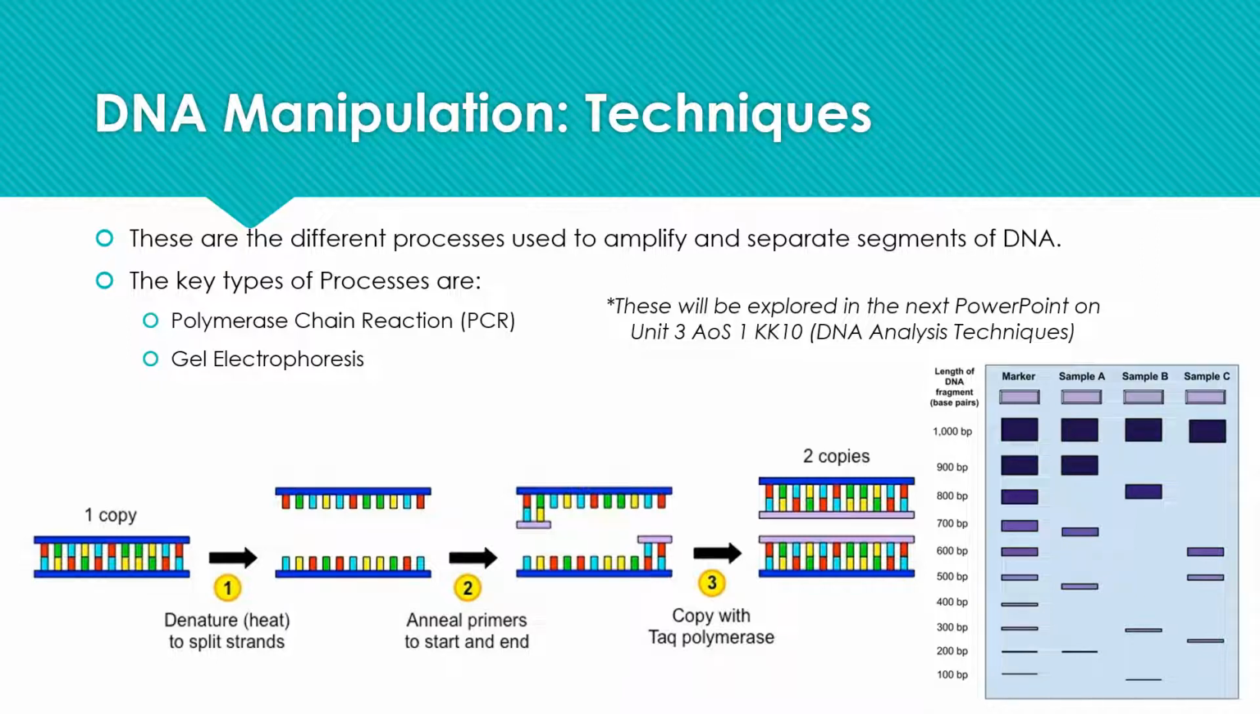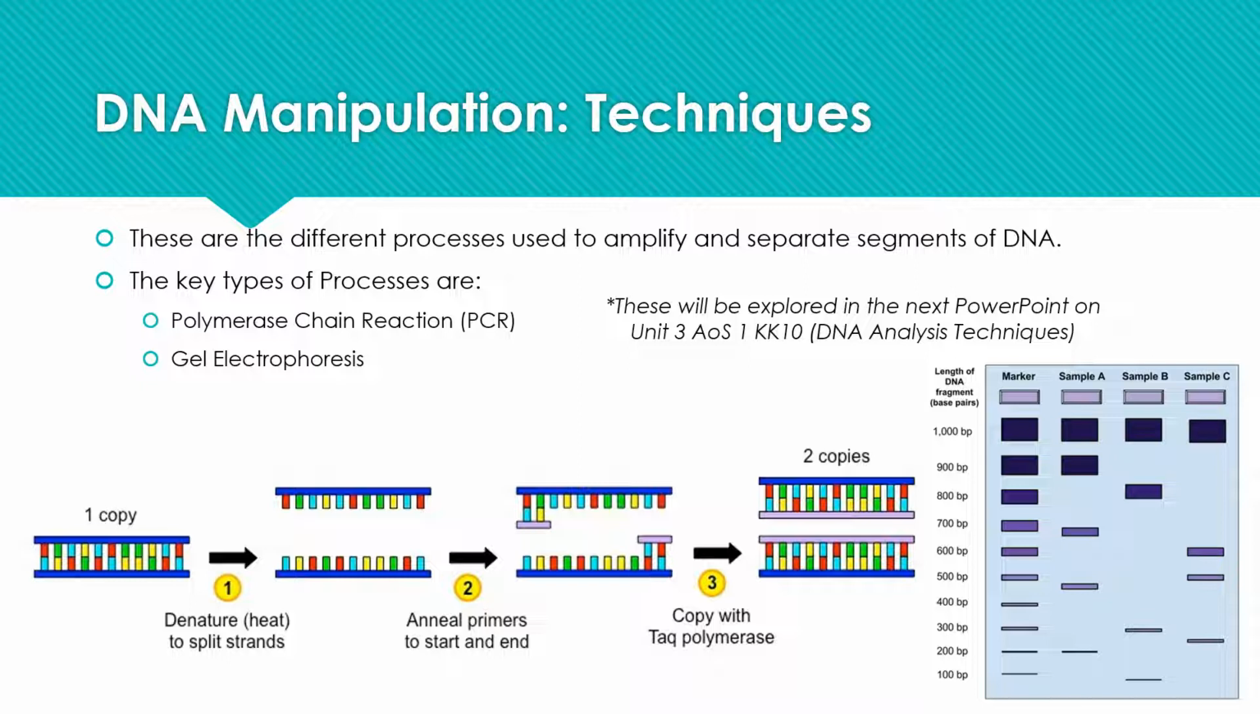So we've talked about the tools that we use to manipulate DNA, our different molecules that get involved in copying or cutting or sticking together DNA. But there are different processes that we also will then use. So once we've used our tools, there are certain techniques that we'll also go on to. And these are processes that we might use to amplify or to separate segments of DNA. Now remember, amplify means to increase the amount of, to increase the volume of.